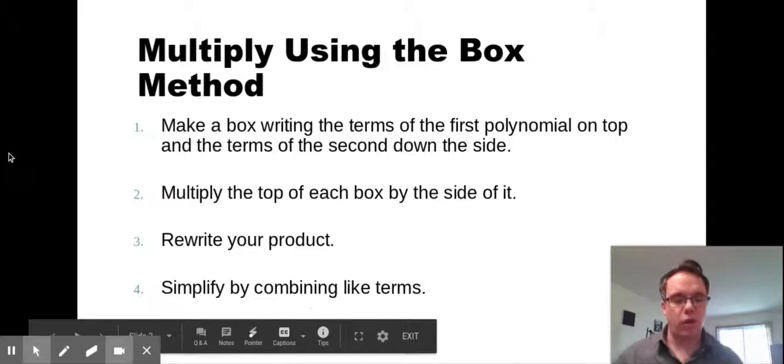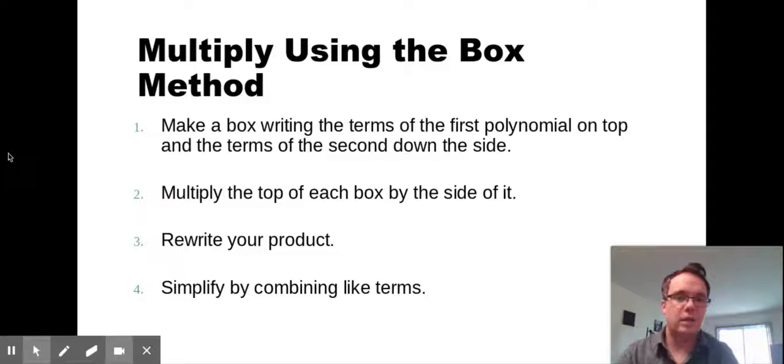All right, so if you don't have a monomial, so you have more than one term being multiplied by each other, today we're going to learn how to use the box method. So I'm going to pause here so you can pause the video and write this down in your notebook, and when you're ready, just hit play again.